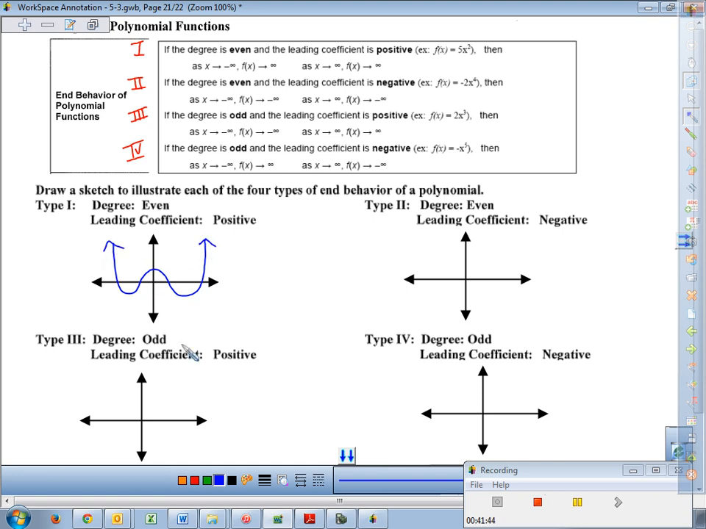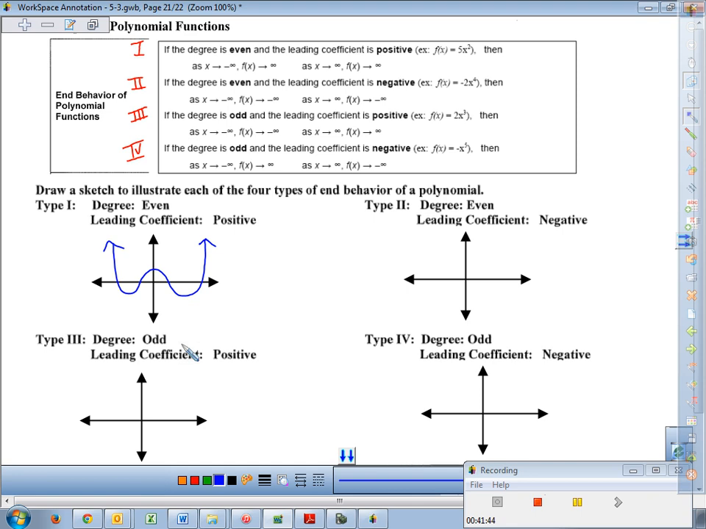I did a 4th power polynomial. I know it's even because tell me about my end behavior. Which way are they going? Same or different? Same. I know it's a positive leading coefficient because which way are they going? Up or down? Up. Cool.